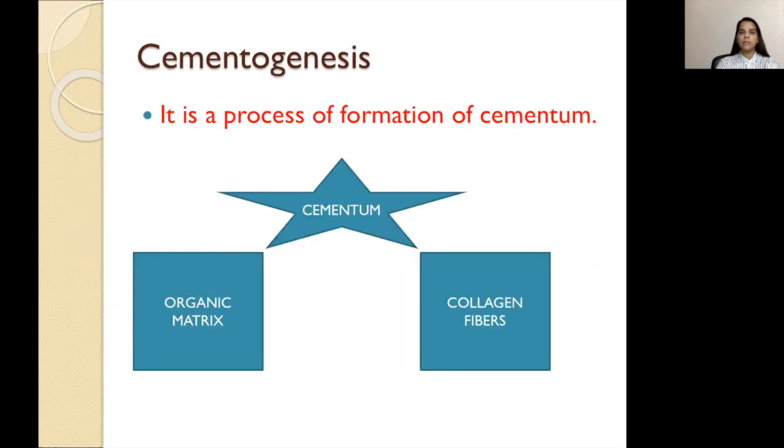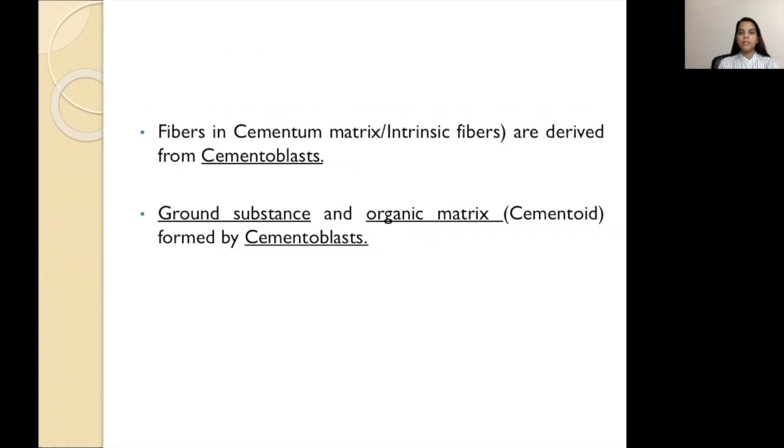Now what is cementogenesis? It is the process of formation of cementum. So organic matrix and collagen fibers are formed. Fibers in cementum are derived from cementoblast. Ground substance and organic matrix are formed by cementoblast. So we should remember the name of the cell, that is cementoblast.